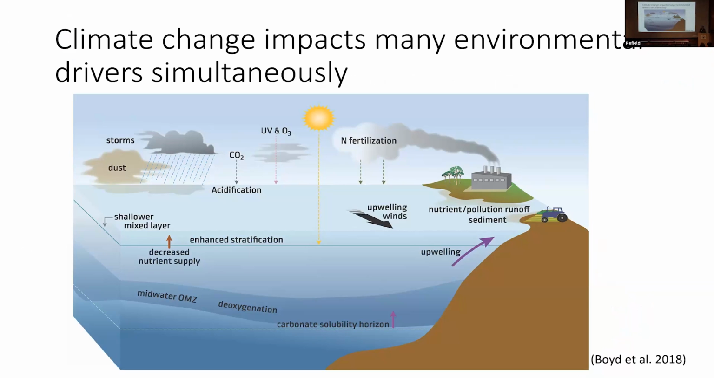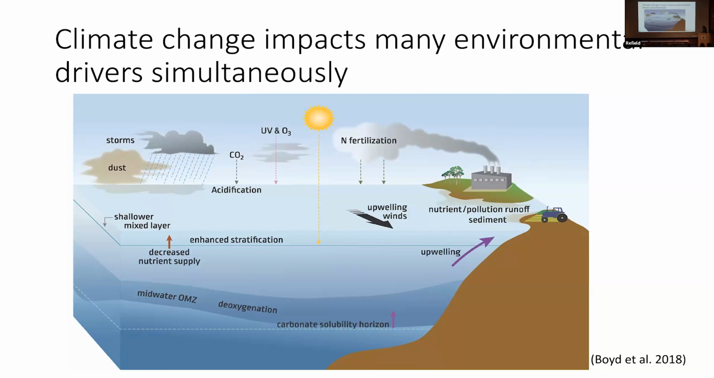Okay, so we know that climate change, of course, is a multi-factor process that's impacting many different drivers simultaneously. Some of the examples, of course, are enhanced stratification due to warming, ocean acidification, and then things like mixed layer stratification, which decreases the nutrient supply. There are many other factors that are also influenced by climate change that can be more regional, like enhanced eutrophication or pollution runoff. And all of these are really important for us to consider in our own regions because different factors will influence our species of interest in different regions.